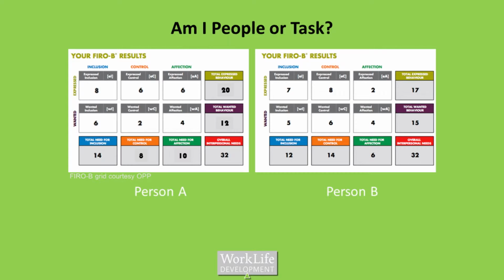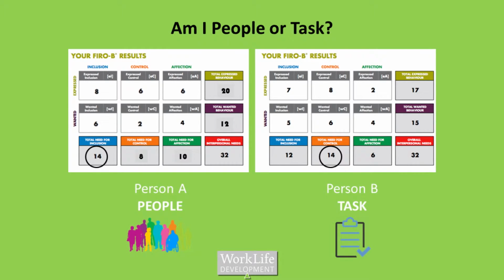So here we have person A and person B. They both have the same number of total points, 32, but person A has the most individual points, 14, in inclusion, a people measure, the furthest left column, and person B has the most individual points, 14, in the area of control, a task measure, the column to the right of inclusion. So, person A favours the people meta pattern and person B favours the task meta pattern.